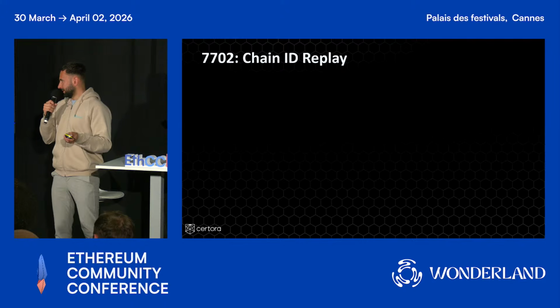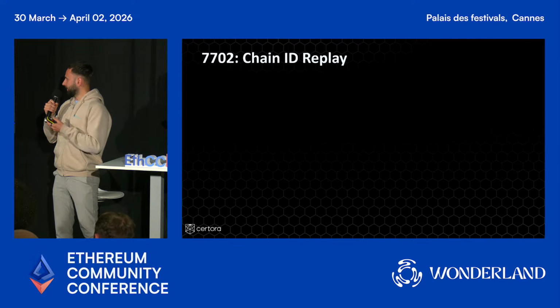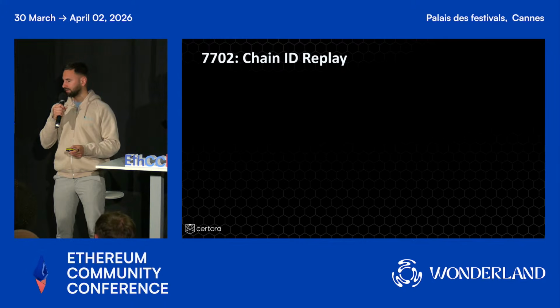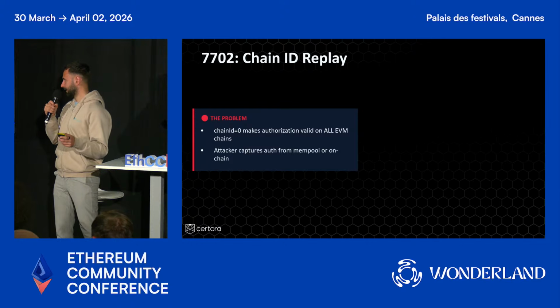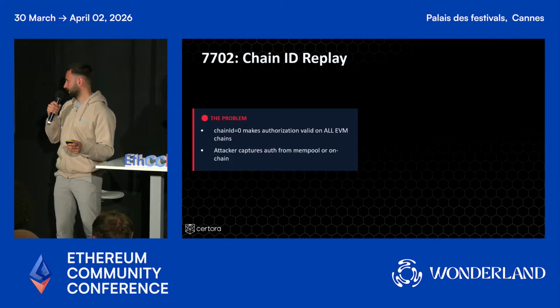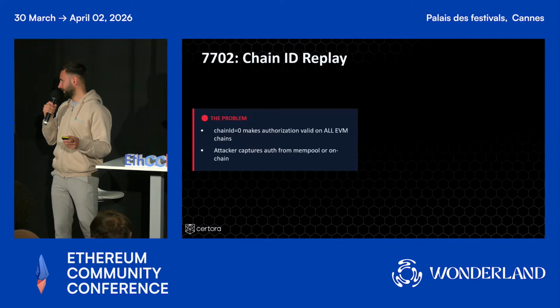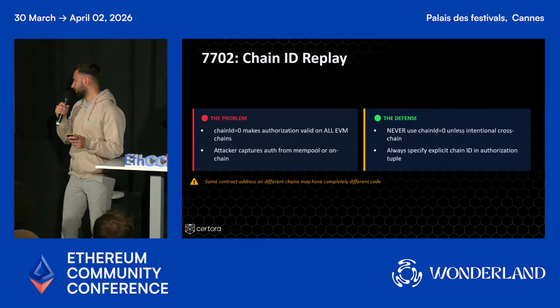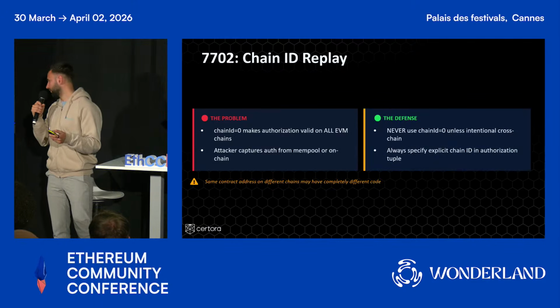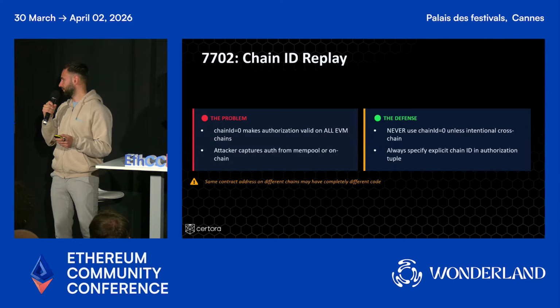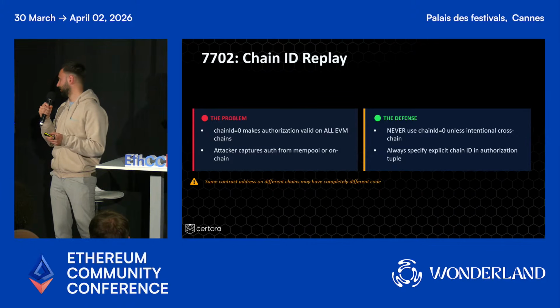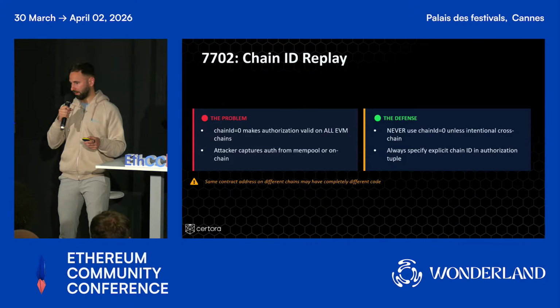Let's do the same for 7702. Here, four well-known critical attack surfaces. The first one is the chain ID. If you set the chain ID to 0, it makes the authorization valid on all EVM chains, so you don't want to do that for two reasons: because it's obvious, and the second one is because the same contract address on a different chain may have completely different code. So please always specify an explicit chain ID on the authorization tuple.